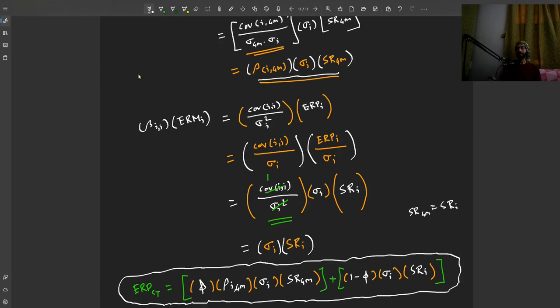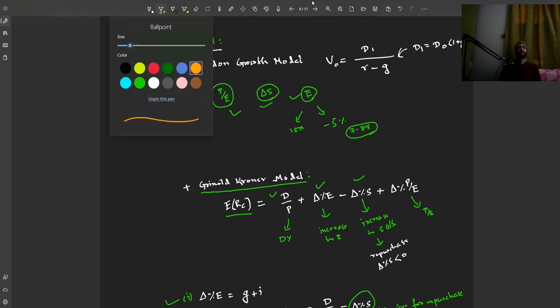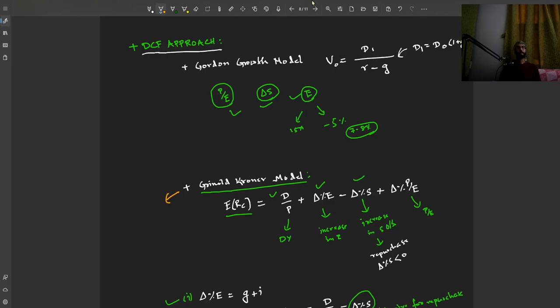One more thing we have forgotten during the discussion of the Grinold-Kroner model is that the time horizon we have not considered. So let us discuss that once. In the Grinold-Kroner model, the time horizon that is assumed is generally infinite. But in an infinite time horizon, certain changes have to happen.